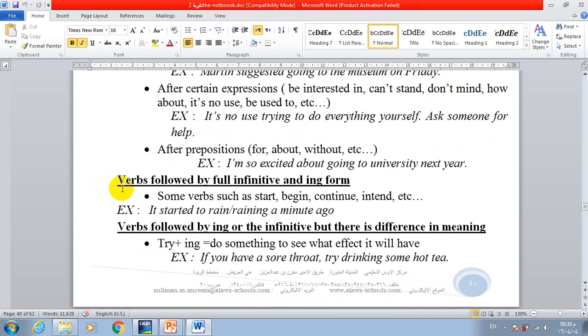Okay. The verbs followed by full infinitive and ing form. There are some verbs after which we can put the infinitive or the ing form, like start, begin, continue, intend, etc. Like the example, it started to rain a minute ago, and we can say it started raining a minute ago.